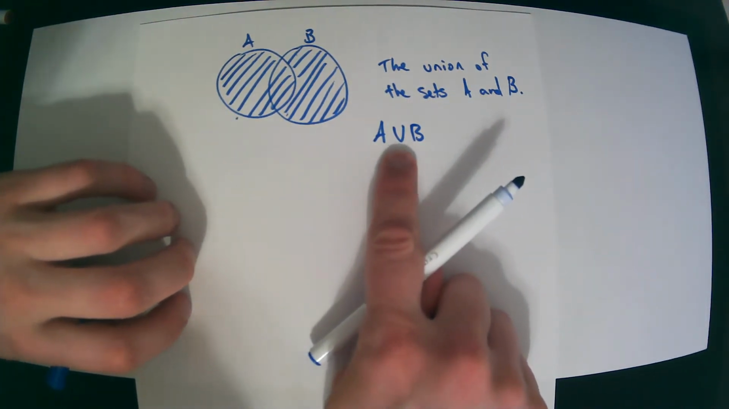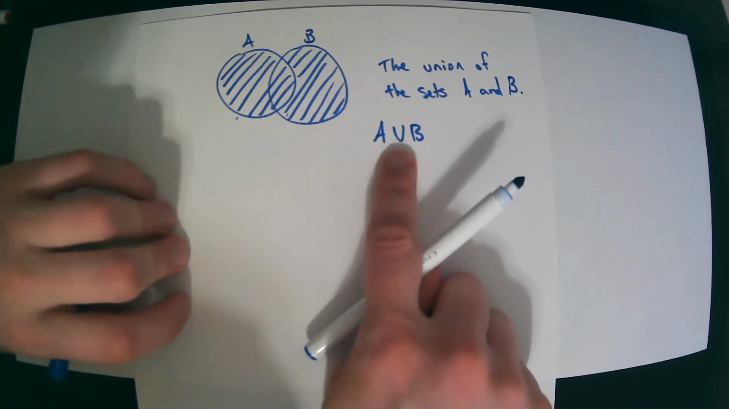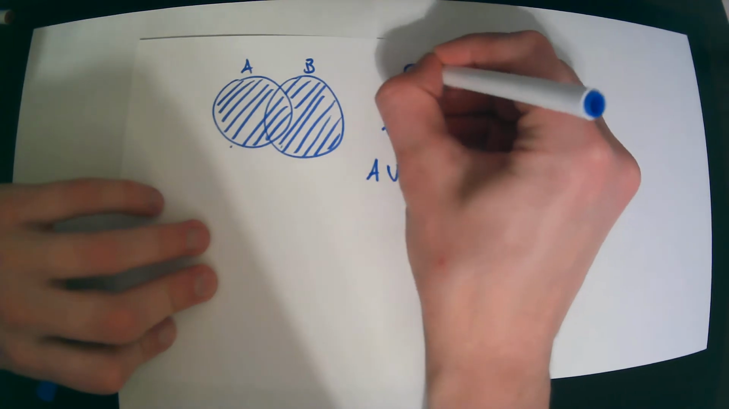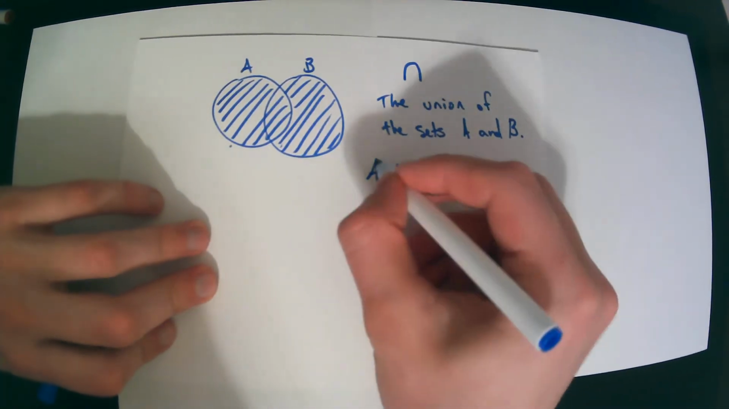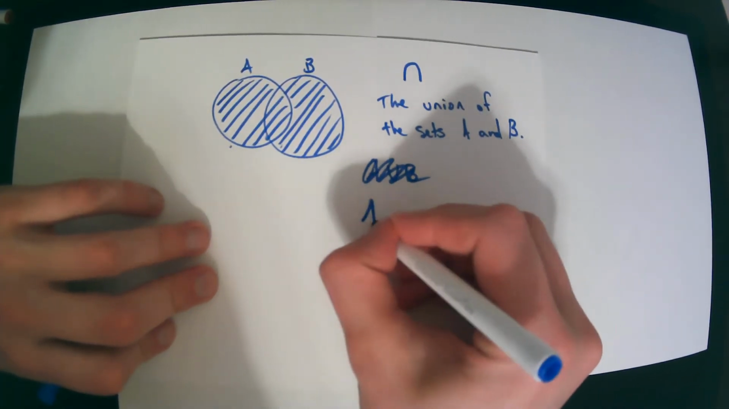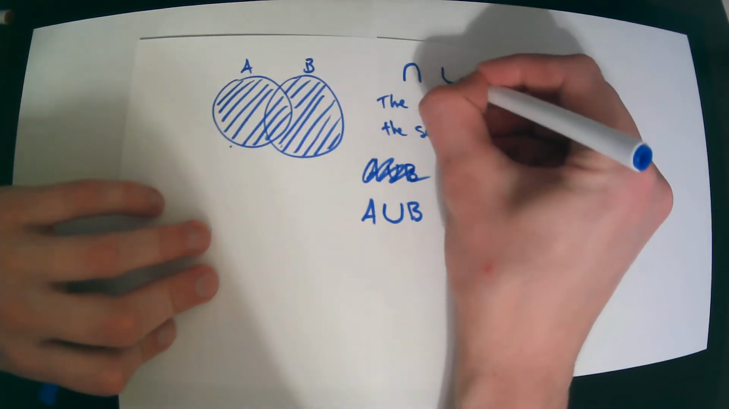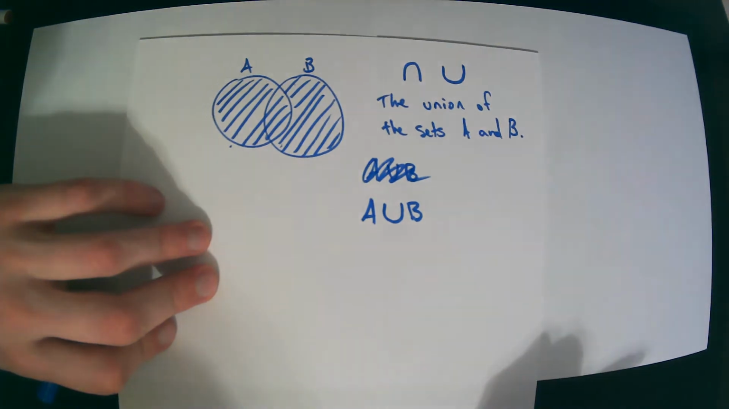Now, it's actually not a U, it's its own symbol, but it looks very much like a U. So here's the intersection symbol. This one's kind of bad. It looks like a V. It shouldn't look like a V. There we go. And so, intersection and union.